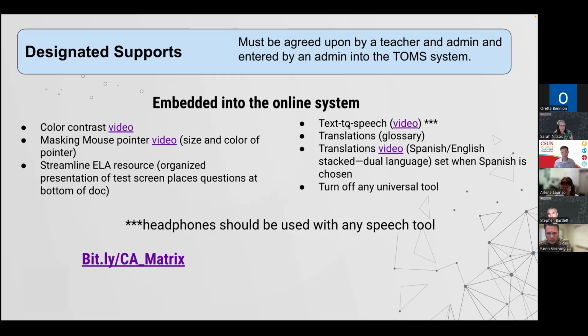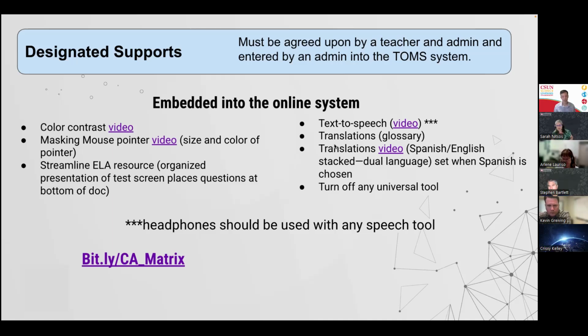Text to speech can be turned on so they can hear the questions. Some translation options and some new things coming into translation, I'm told, to make it so that students have even more flexibility about the language that they see things in between Spanish and English. And should you be worried that one of your specific students will be distracted by some of the universal tools, you can also turn those off for certain students if that's agreed upon, if that's in the best interest so they don't get distracted by them.